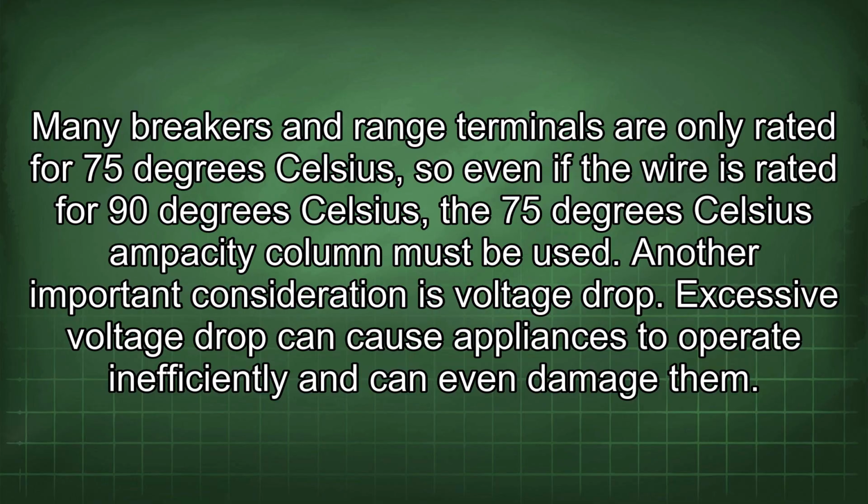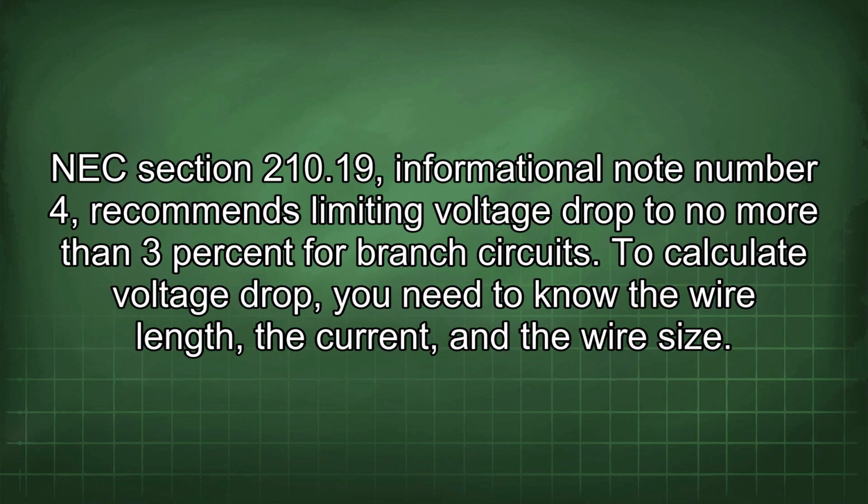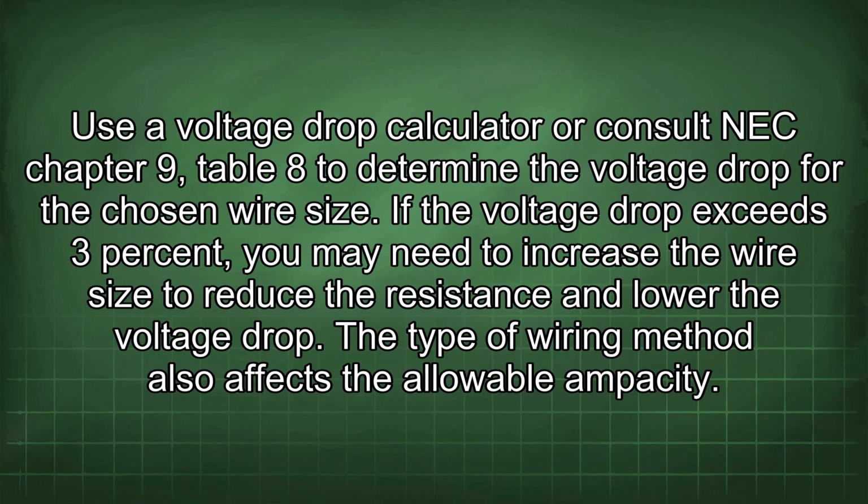Another important consideration is voltage drop. Excessive voltage drop can cause appliances to operate inefficiently and can even damage them. NEC section 210.19, informational note number 4, recommends limiting voltage drop to no more than 3% for branch circuits. To calculate voltage drop, you need to know the wire length, the current, and the wire size. Use a voltage drop calculator or consult NEC Chapter 9, Table 8 to determine the voltage drop for the chosen wire size. If the voltage drop exceeds 3%, you may need to increase the wire size to reduce the resistance and lower the voltage drop.